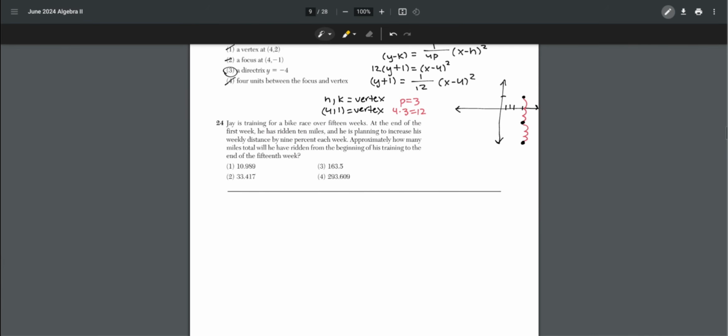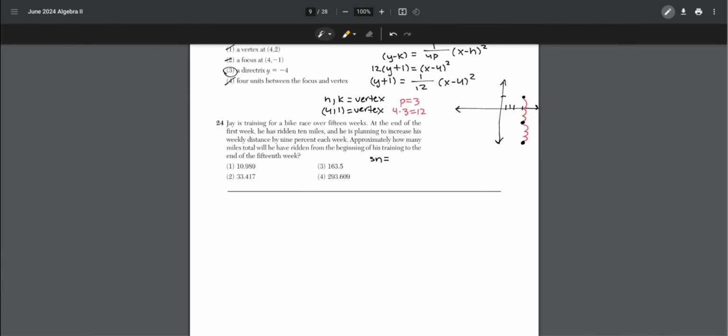24. Jay is training for a bike race over 15 weeks. At the end of the first week, he has ridden 3 miles, and he is planning to increase his weekly distance by 9% each week. Approximately how many miles total will he have ridden from the beginning of his training to the end of the 15th week?